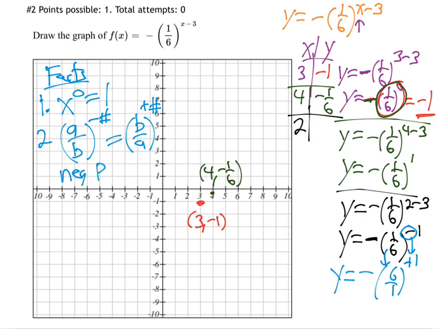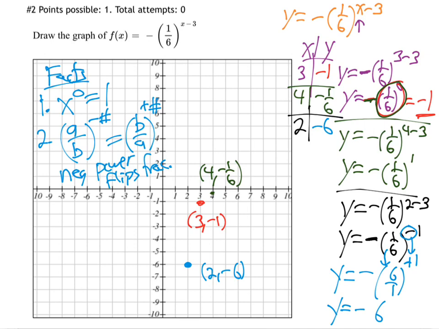Negative power flips the fraction and then becomes positive. So what does this equal? Negative 6 over 1 is just 6. 6 to the 1 is just 6. This is negative 6, meaning over 2 down 6, right down here is the other dot. And yeah, so that's what we get.